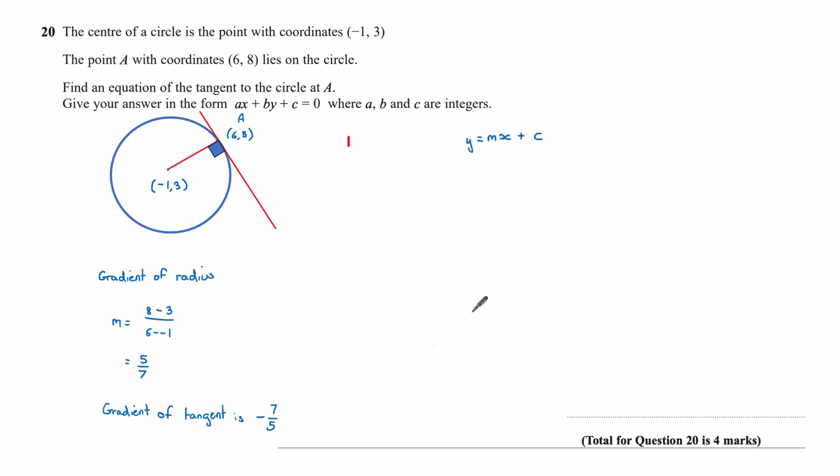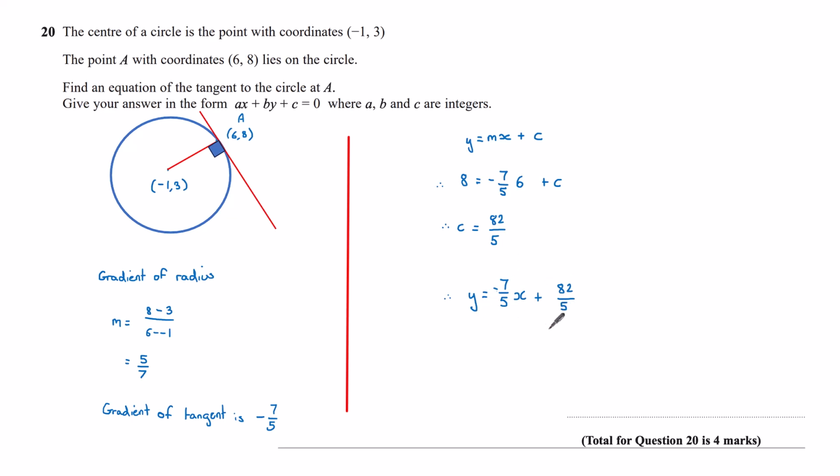I can now consider my y = mx + c equation of a straight line, which is what I want to form for this line here. Because I know it goes through the point 6, 8, and that it has a gradient -7/5, I can substitute those values in. So 8 is equal to -7/5 times 6 plus c. Adding 7/5 times 6 to the 8 on the left-hand side gives me a c value of 82/5. I can now write my y = mx + c as y = -7/5 x + 82/5.